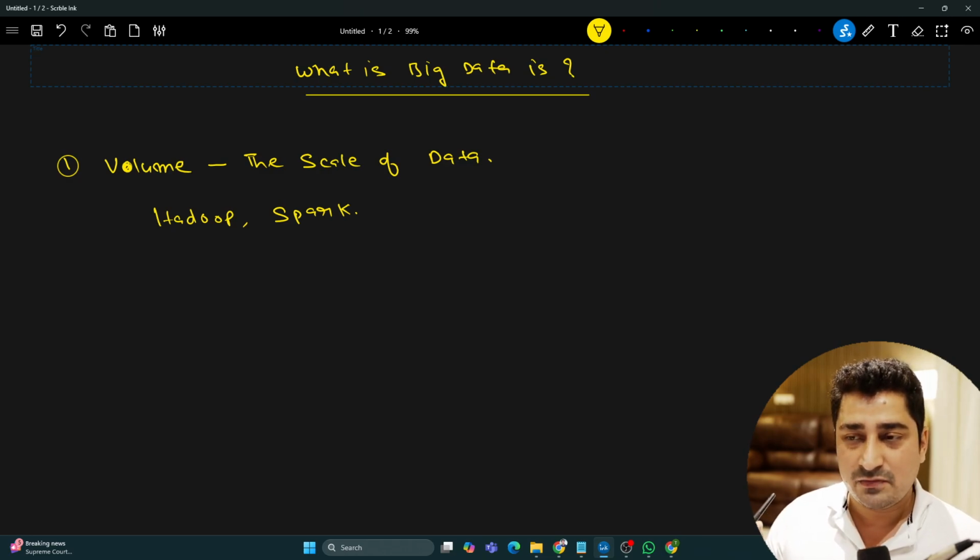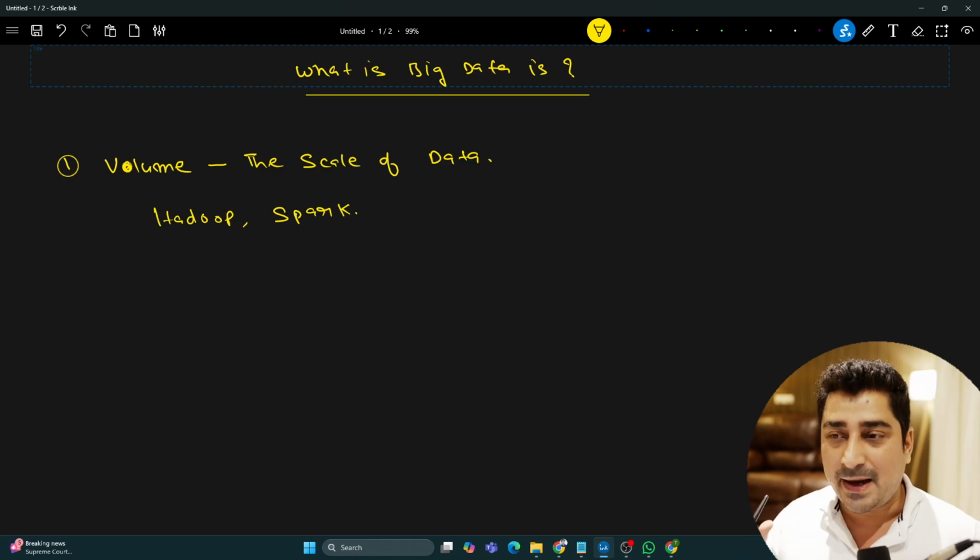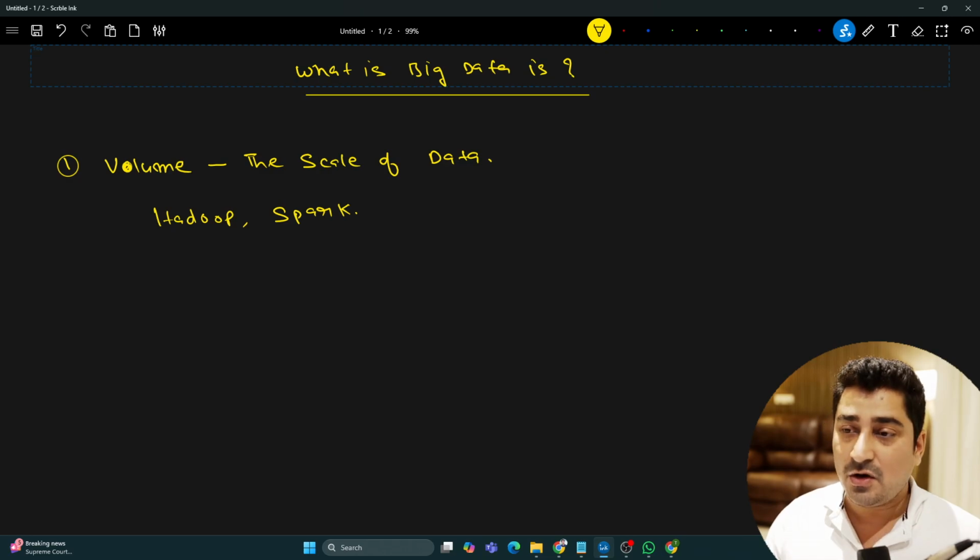Now this volume is one of the parameters to define or label any data as big data. So volume is the very first parameter.